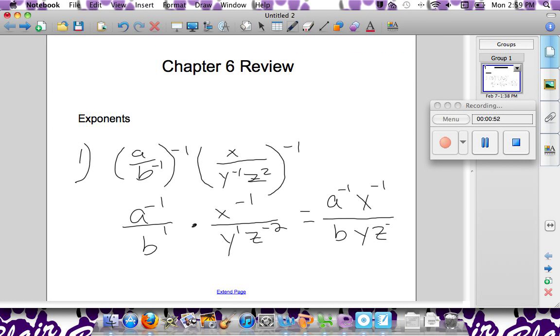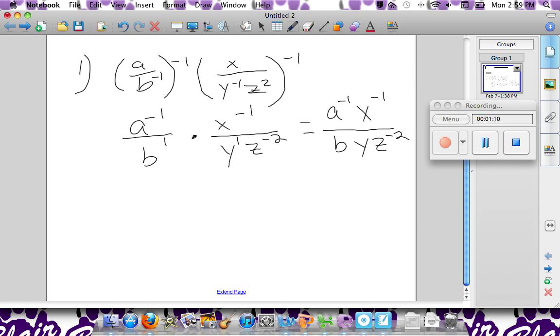the negative second. My last step on these exponent problems is going to be to flip any of the negatives or to combine any of the a's, x's, y's, and z's in the numerator and denominator. A needs flipped, x needs flipped, and z needs flipped. So my final answer is going to be z to the second when I flip it. A is going to go to the denominator, so I'm going to have a to the first.